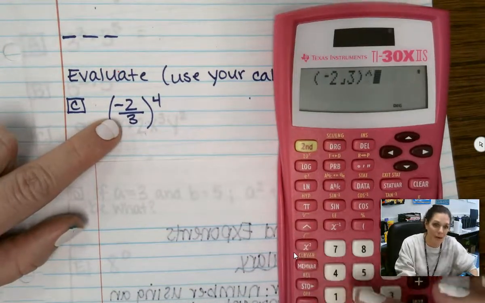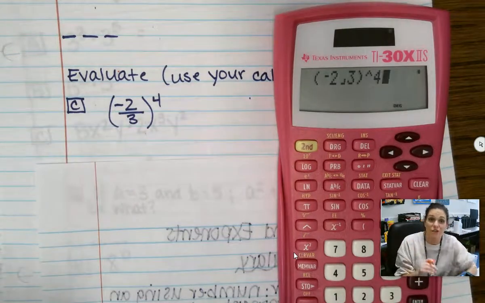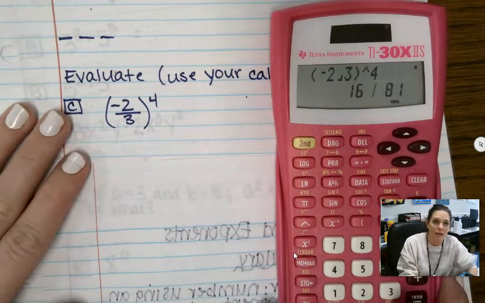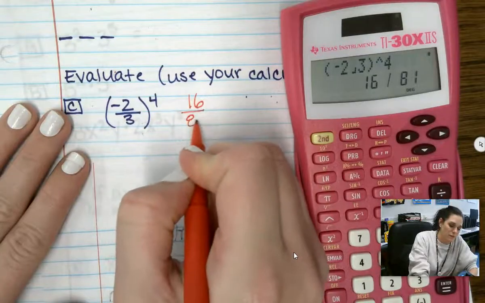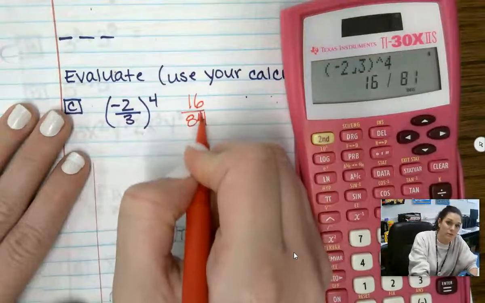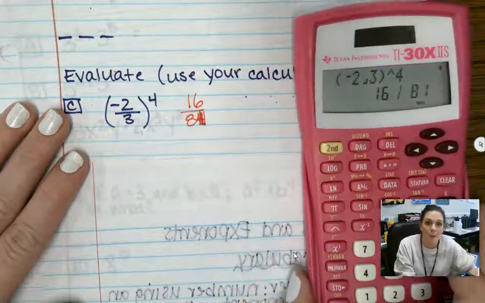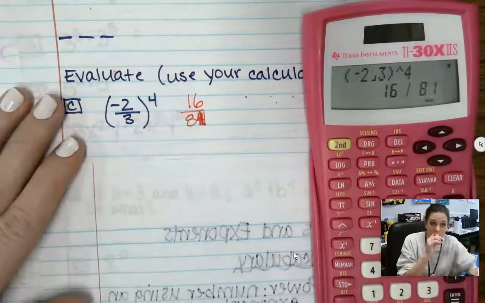Now I'm going to use my caret and my 4 because I'm raising it to the 4th power, and I get 16/81. Oops, 81. Sorry, I can write there. There's another strategy that I can do.